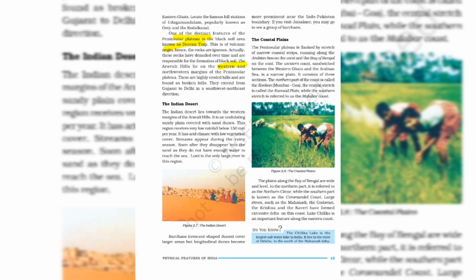The Aravalli lies on the western and the northern margin of the peninsular plateau, and they extend from Gujarat to Delhi in the southwest to northeast direction. So this is all about the peninsular plateau.